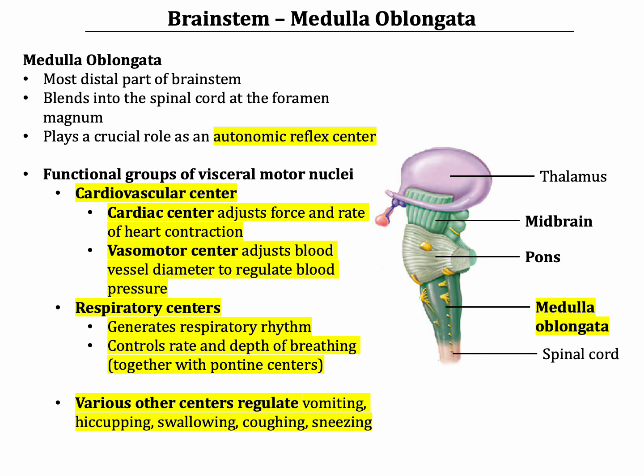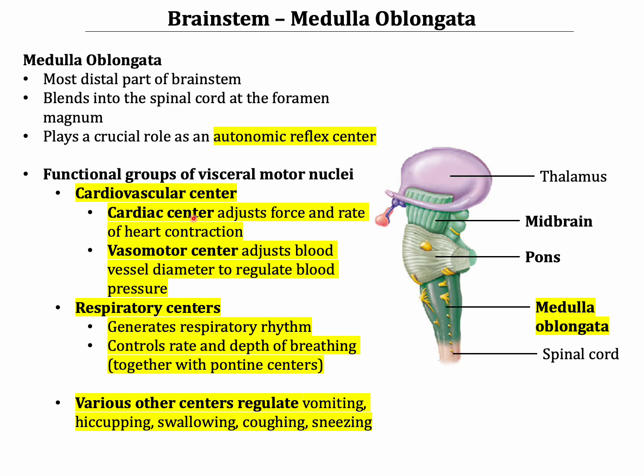For the medulla oblongata, this is the most distal part of the brainstem, blends into the spinal cord at the foramen magnum, and it plays a crucial role in autonomic reflexes. One of its most important things is it has cardiovascular and respiratory centers.